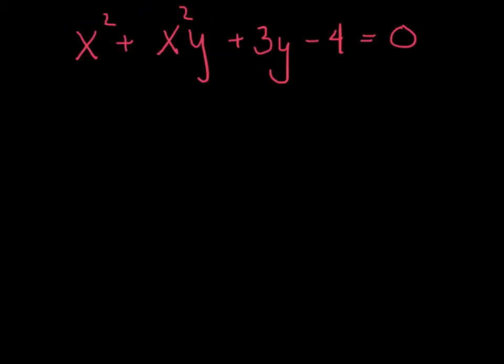Alright, so same idea. Hopefully this equation looks familiar to you. This is called an implicit equation when we have x and y in the equation. So we'll do the same thing. We'll find our x-intercept and our y-intercept. So why don't you pause it, try it on your own, and see if you get the same thing I do.